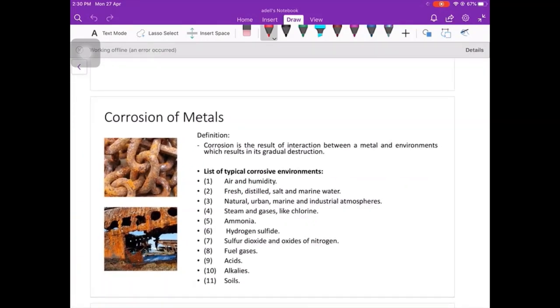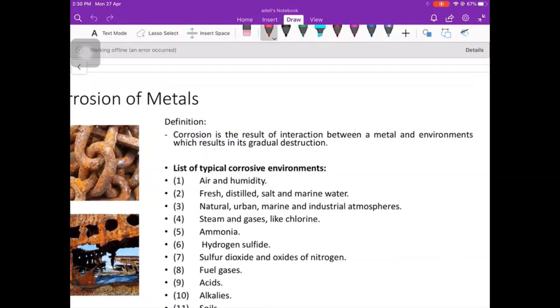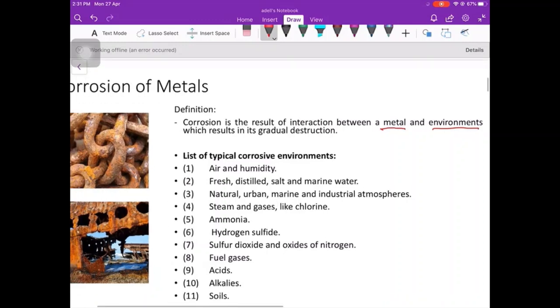So, corrosion of metals. This is the definition of corrosion of metal. Corrosion is the result of interaction between a metal and the environment, which results in its gradual destruction. Okay, when metal is exposed to the environment, it will slowly or gradually corrode. Then it will start to destruct.